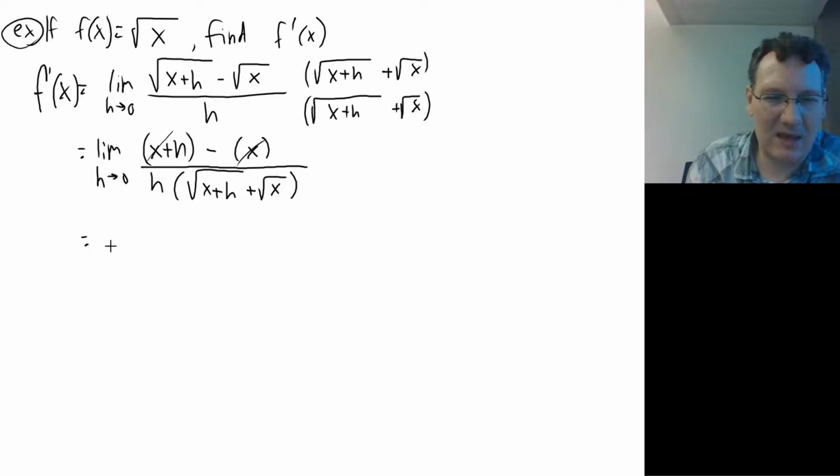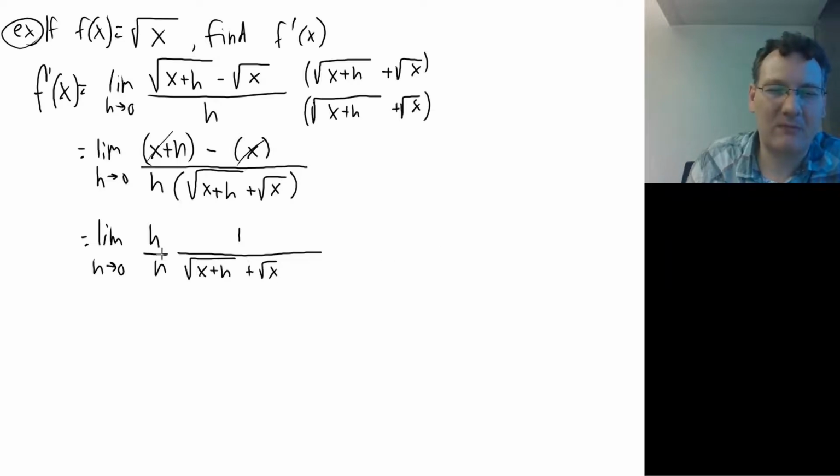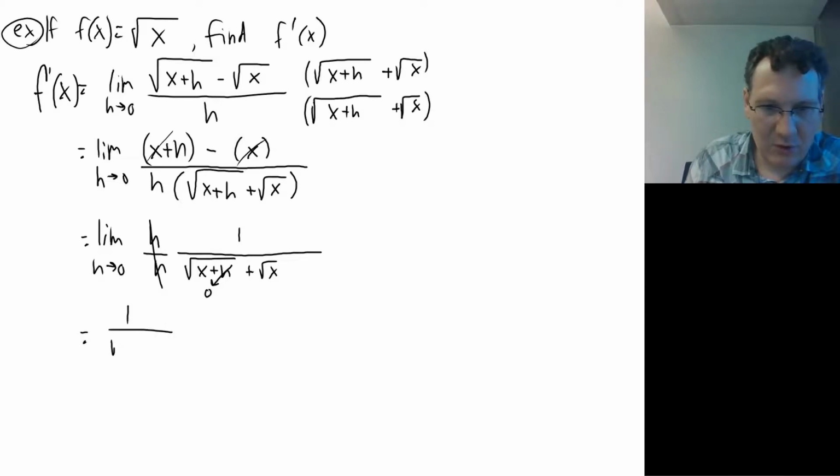And so what we get is the limit as h goes to 0. And I'm going to take the h over h out of this, and then what I'm left with is a 1 up top, and I'm left with root of x plus h plus root x down below. The h's can go, and now I can take my h to 0 without a problem, right? So what we're left with is 1 over root x plus root x.